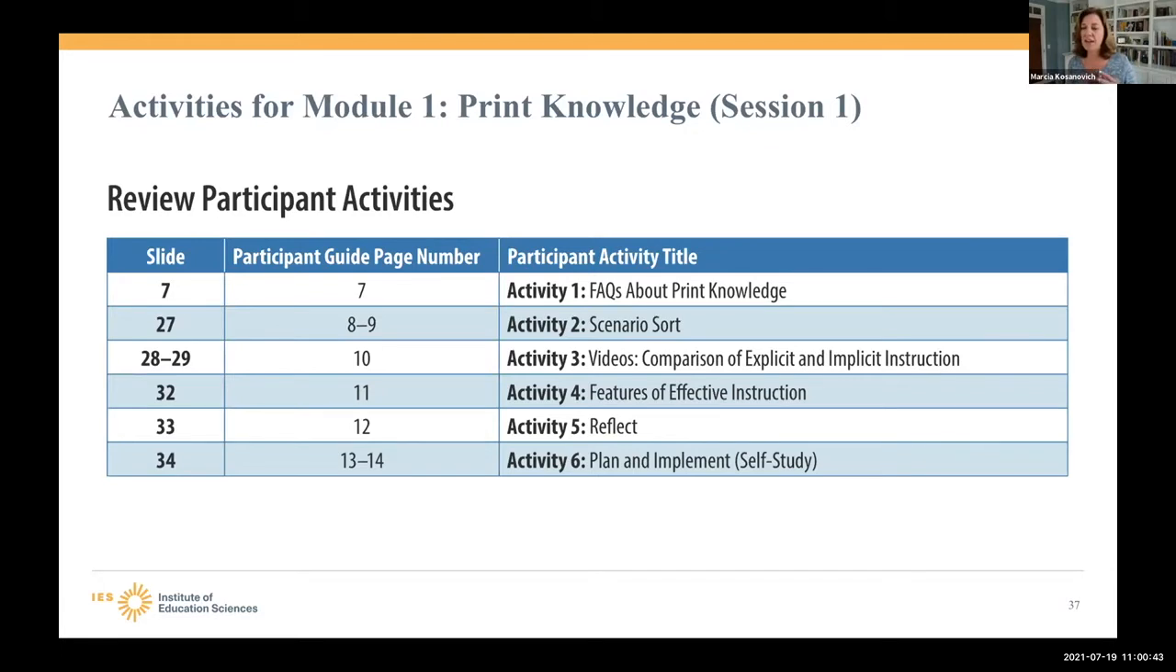Now these are consistent across all the sessions. They're the do, watch, read, self-study activities that participants engage in and complete before they come to the next PLC session. So we anticipate it'll take them between 30 and 60 minutes as their self-study between sessions. And they all follow the same format. They do something, they watch something, and then they read something.